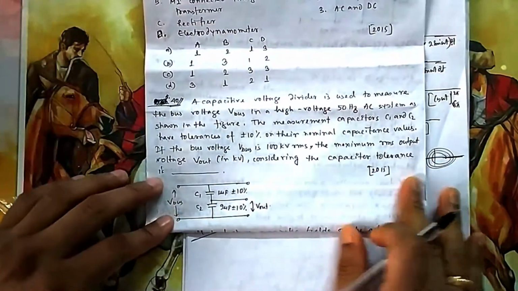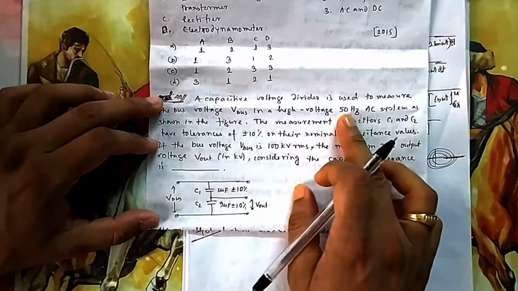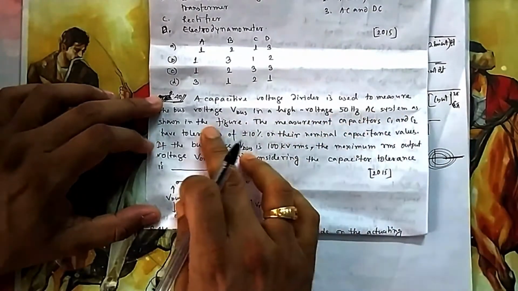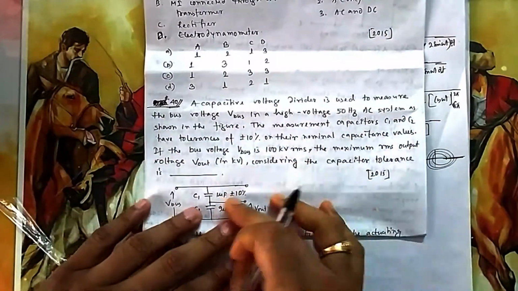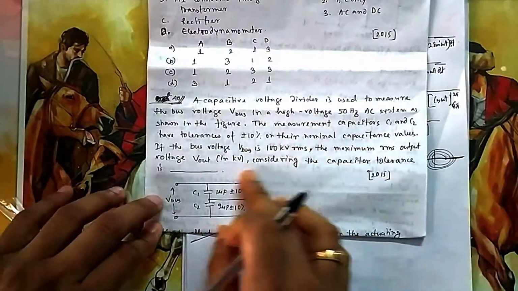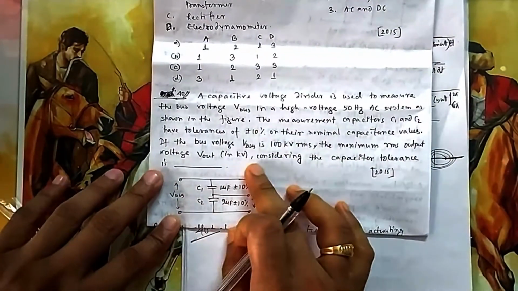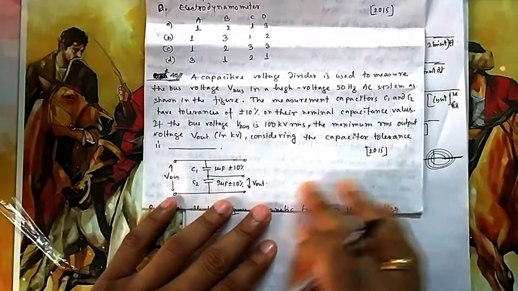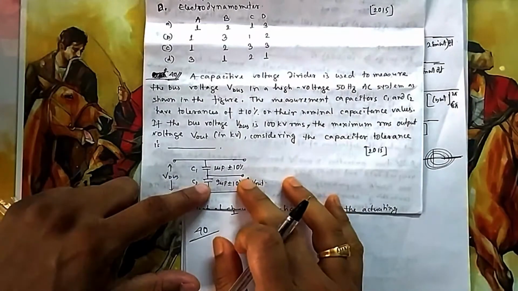A capacitive voltage divider is used to measure a bus voltage V bus in a high voltage system, as shown in the measurement of the capacitor. You can say CVT, capacitive voltage transformer, something of this fashion. It has a tolerance of plus minus 10% of the nominal values. If the bus voltage is 100 kV, then find the maximum RMS output considering the capacitor tolerance. This means you have to find the worst case maximum value.